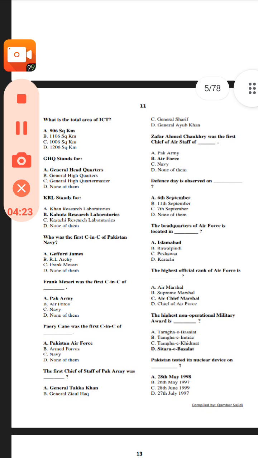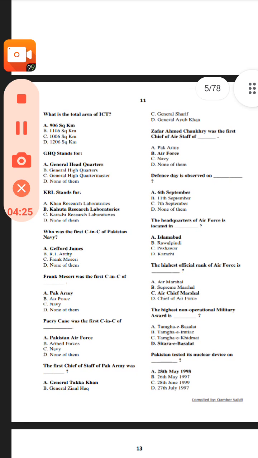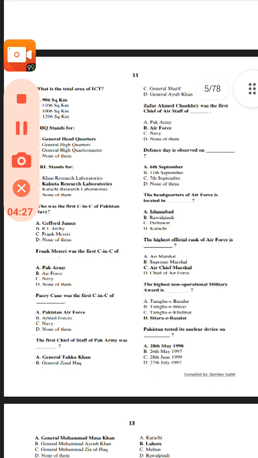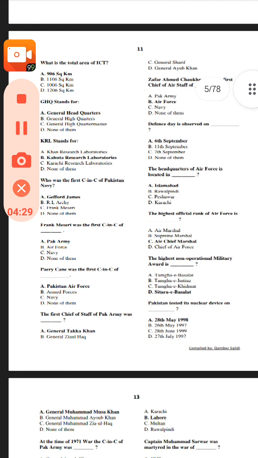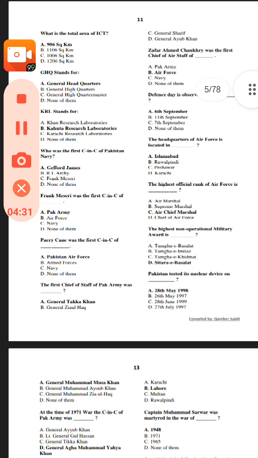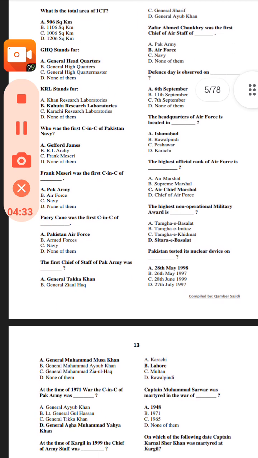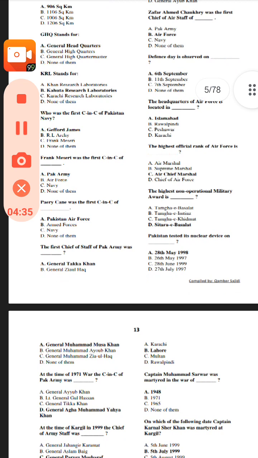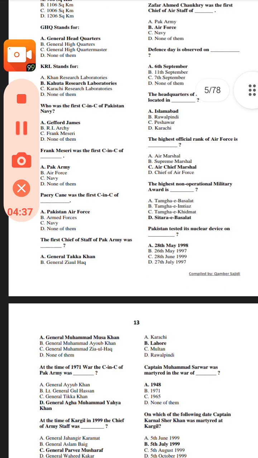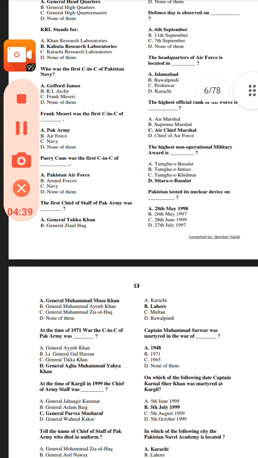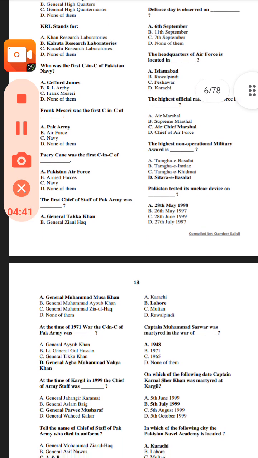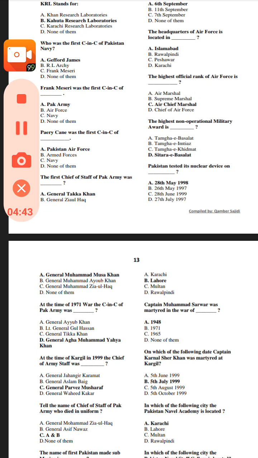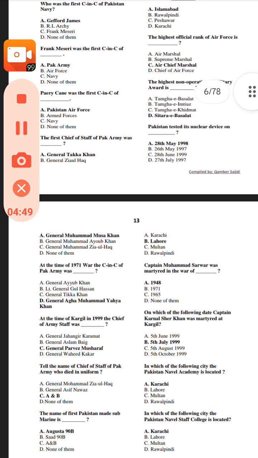Zafar Ahmed Chaudhry was the first Chief of Air Staff of the Air Force. Defense Day is observed on 6 September. The headquarters of the Air Force is in Islamabad. The highest official rank of the Air Force is Air Chief Marshal. The highest non-operational military award is Sitara-e-Basalat. Pakistan tested its nuclear device on 28 May 1998.